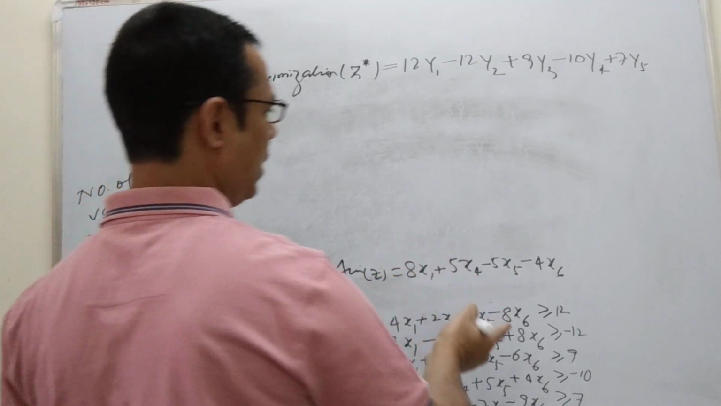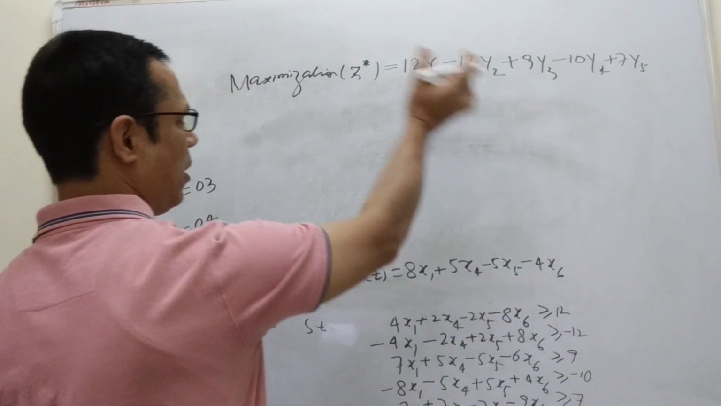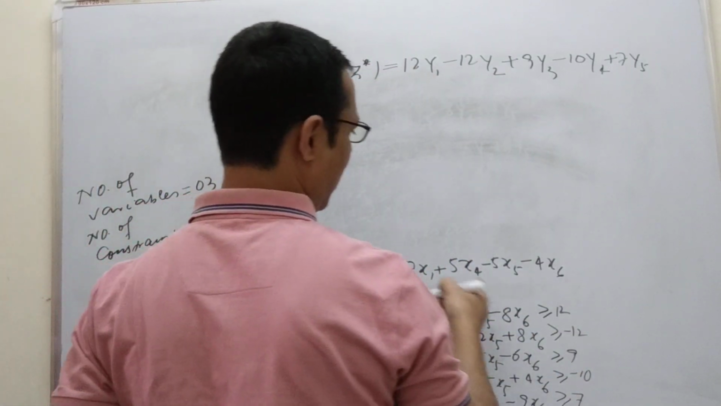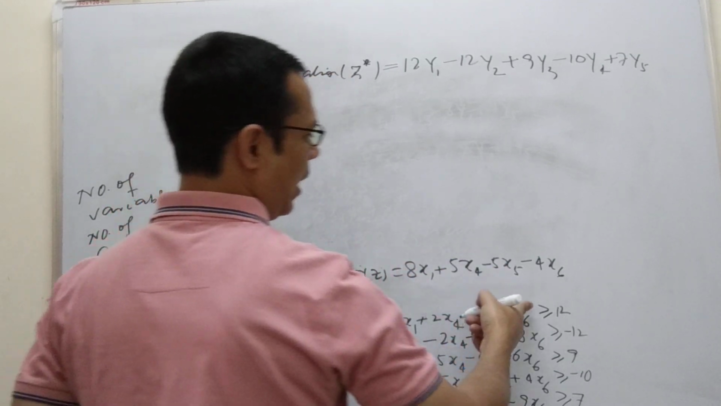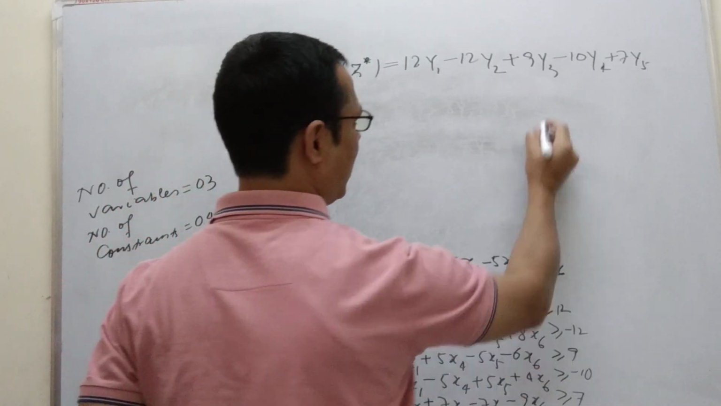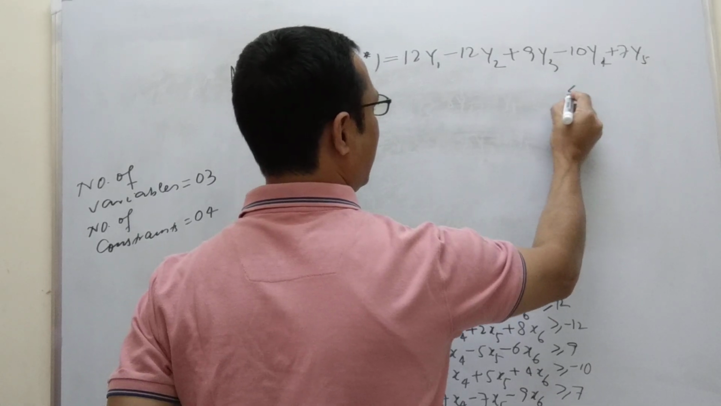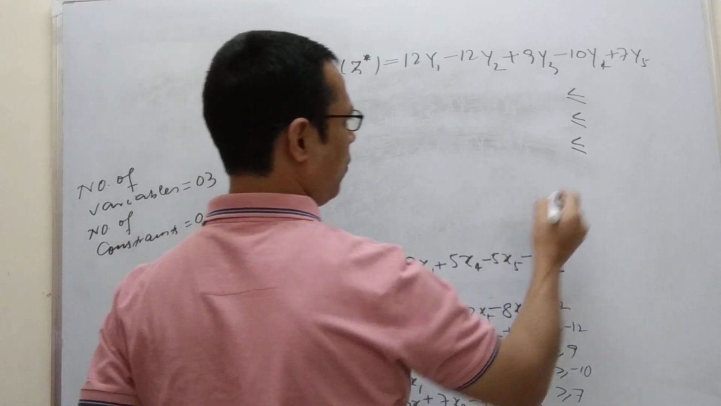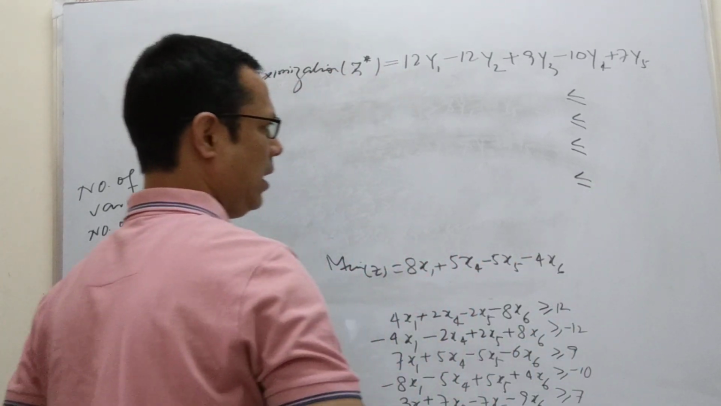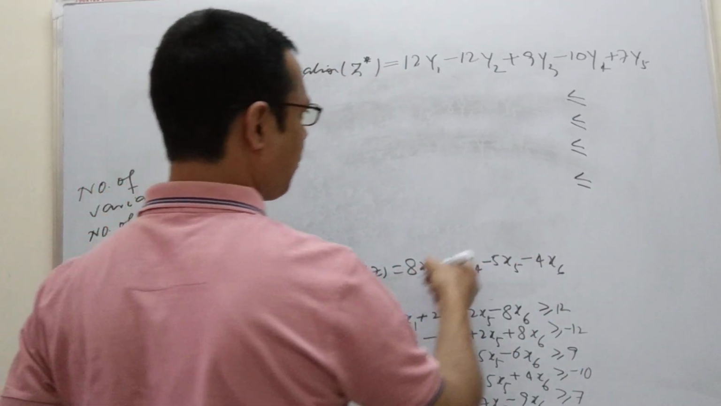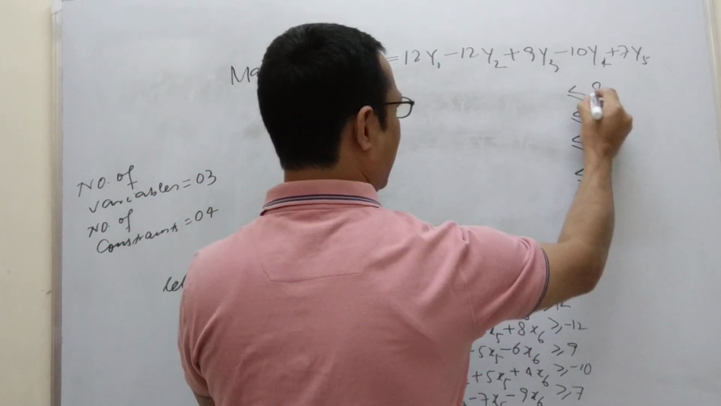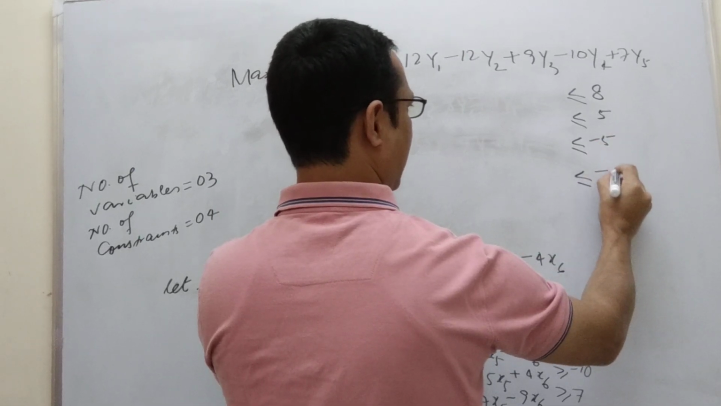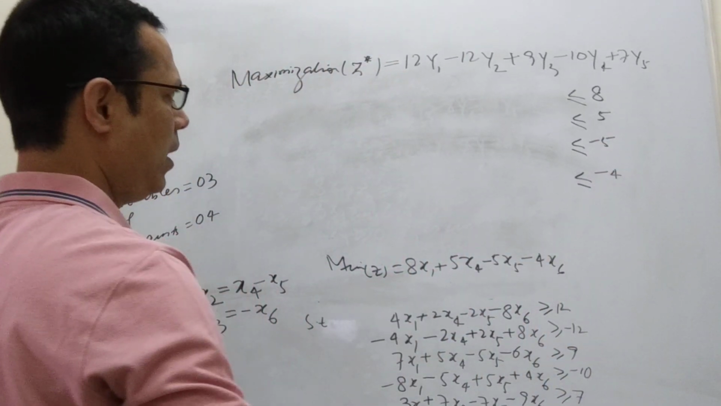So for the objective function, whatever the right hand side of the constraint is will become the coefficient of the objective function, and the coefficient of the objective function will come to the right hand side of the constraints, and the sign will get changed. Here it is greater than or equal to, so the sign will change to less than or equal to. So there are 4 coefficients in total, so we need to make changes in these 4. So what will come on the right hand side? 8, 5, minus 5 and minus 4. This will come on the right hand side of the constraints.